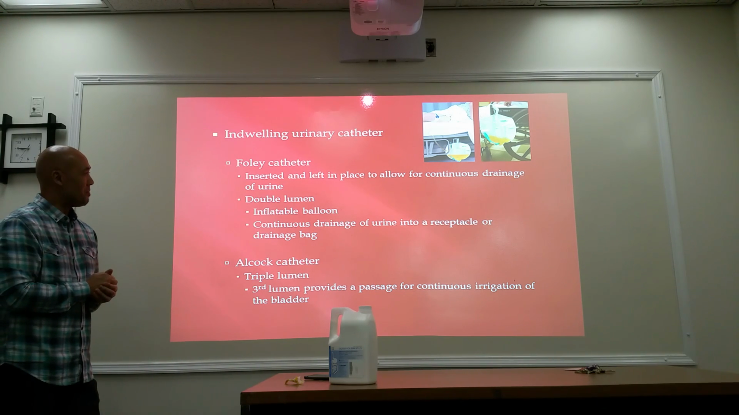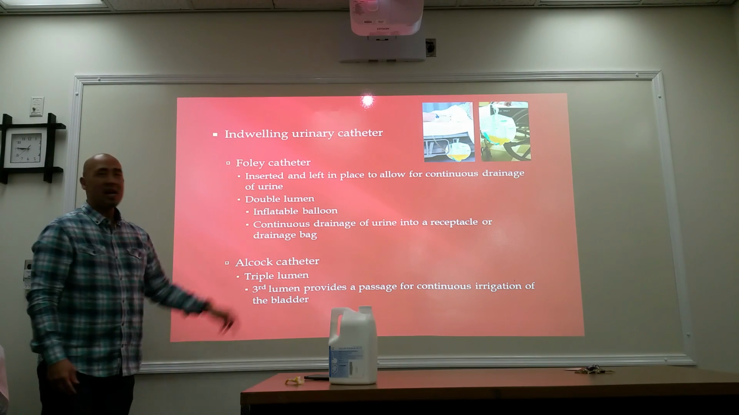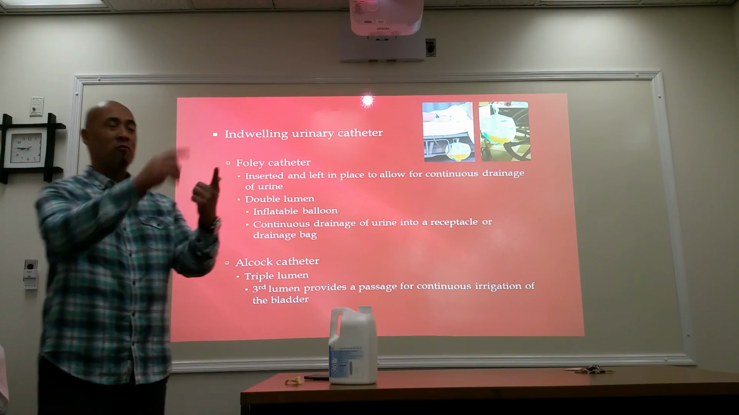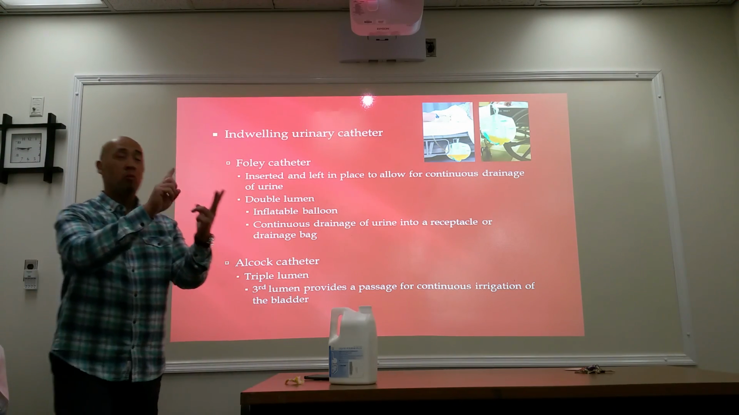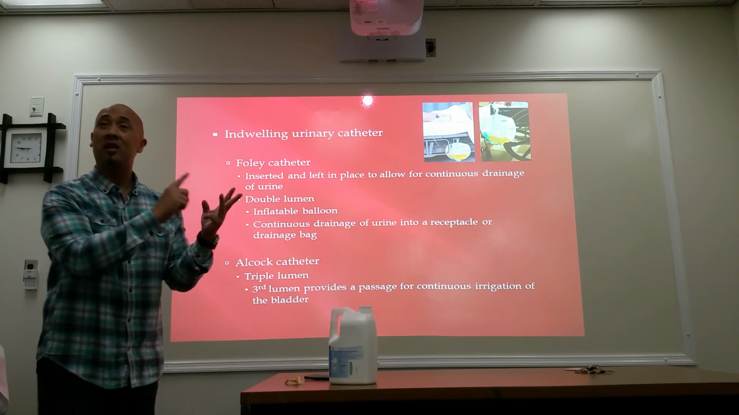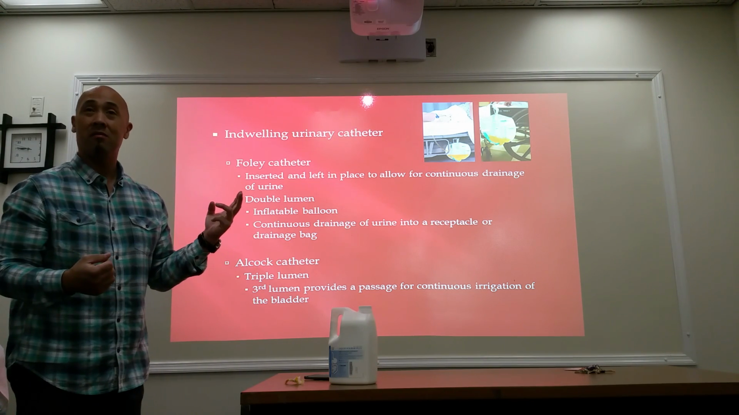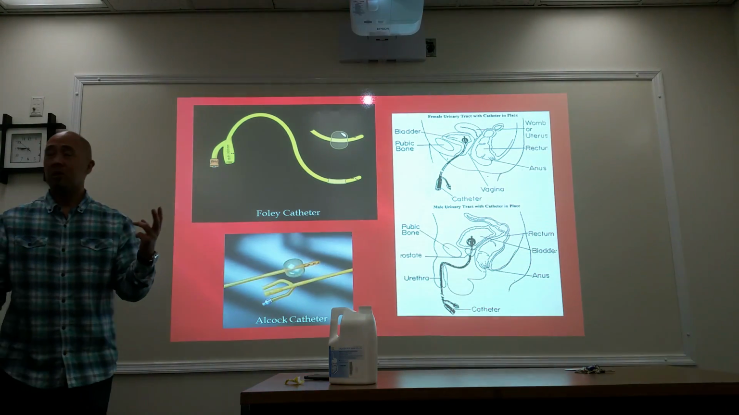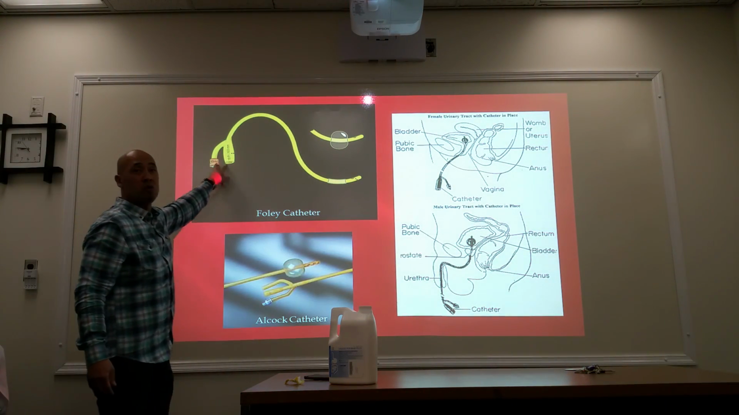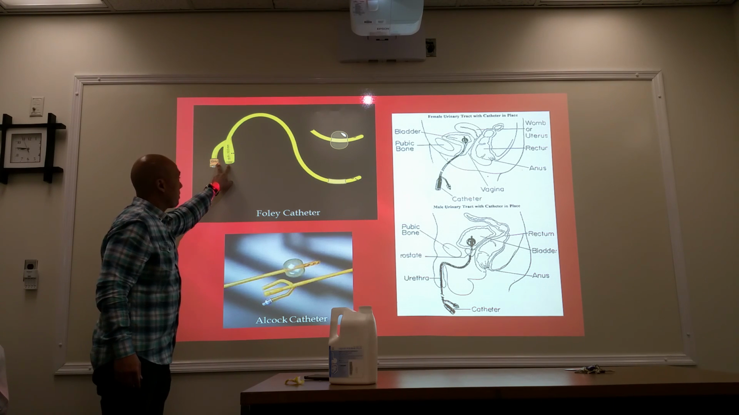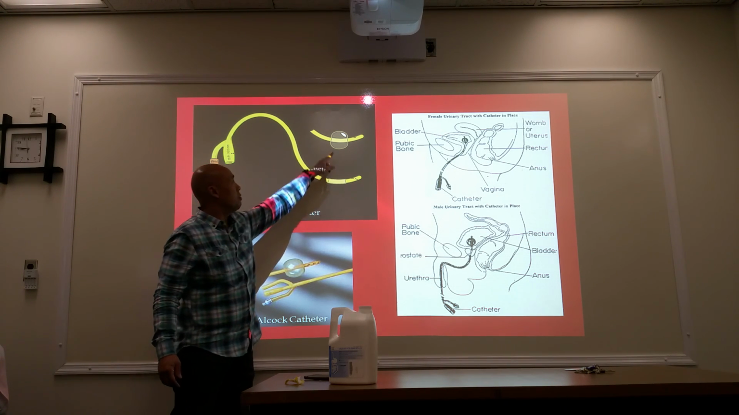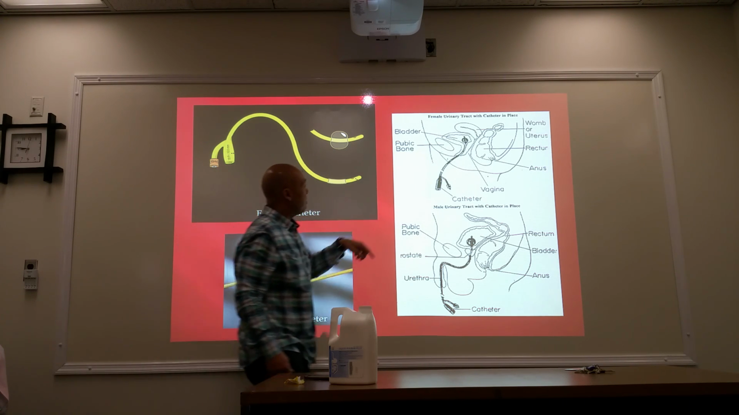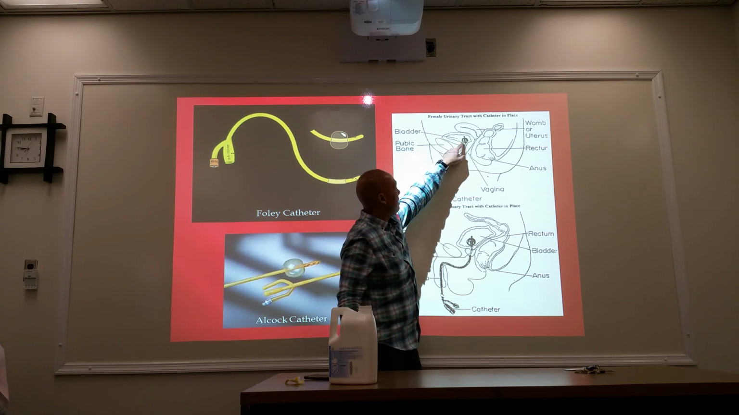Okay. All right, so the next one here is the Alcock catheter. Now we have another lumen. You have a balloon, one to instill or insert, and the other one is to drain. Okay? So here's your Foley. You've got two lumens, one for draining and one with a balloon. Okay? So when you inflate the balloon, it remains inside the bladder.